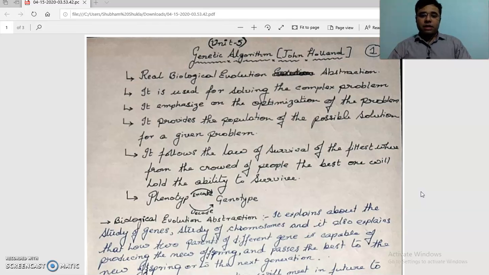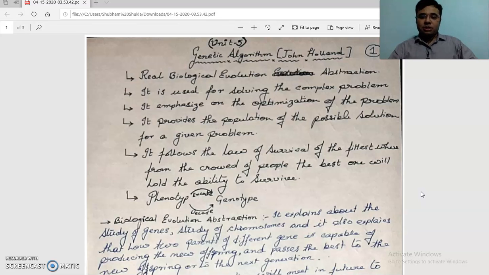One of the algorithms based on problems related to optimization is the genetic algorithm, and this algorithm was developed by John Holland. So John Holland was the person behind the genetic algorithm. He has given some basic features before designing this algorithm. The first important feature of the genetic algorithm is that it is a real biological evolution abstraction. It means that with the help of the genetic algorithm we can abstract some real features out of biological evolution.